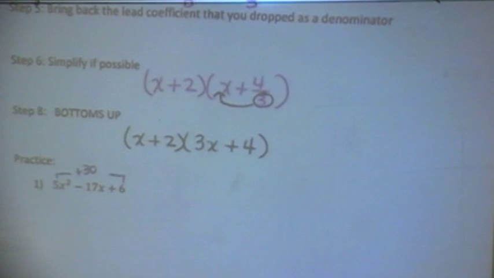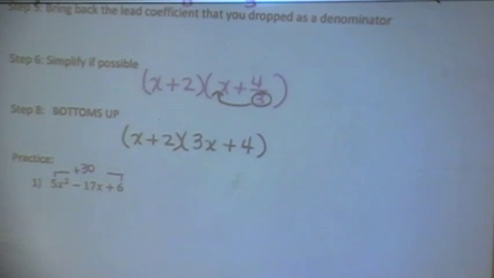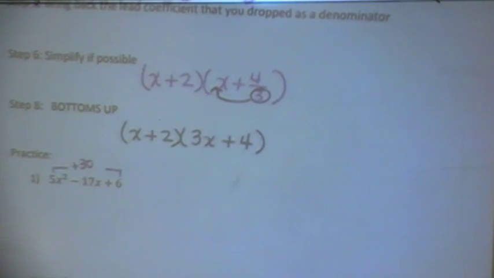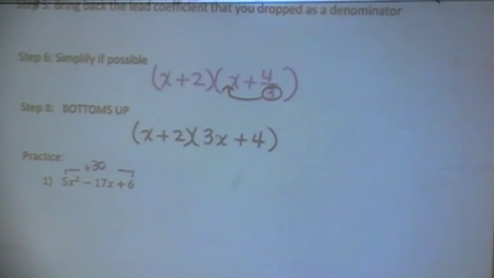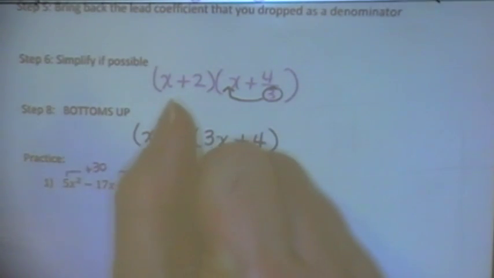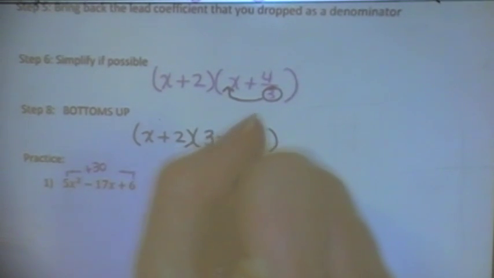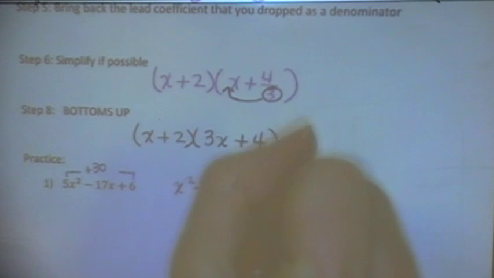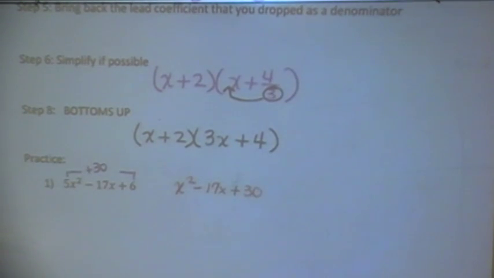Oh, first I have to ask myself if there's a GCF. There is not. The 17 is prime. So then you multiply first and last. Create yourself a new trinomial, dropping the lead coefficient. So I got x squared minus 17x plus 30 because I used my new constant.